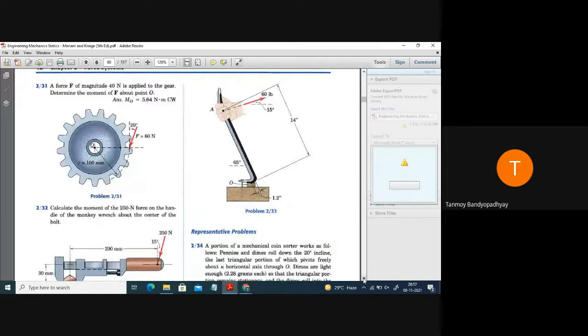It's a problem of a gear. You can see that a force of magnitude 40 Newton is applied to the gear at a certain inclination to the vertical. The inclination angle is 20 degrees. We have to determine the moment M of the force F about the point capital O. Capital O is the center of the gear, and the distance of the point of application of the force from the center of the gear is 100 millimeter. Clear? So in this case, we have to calculate the moment of the force.